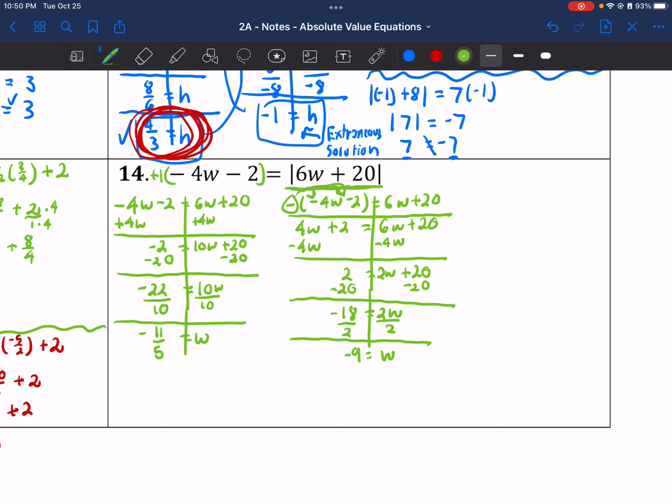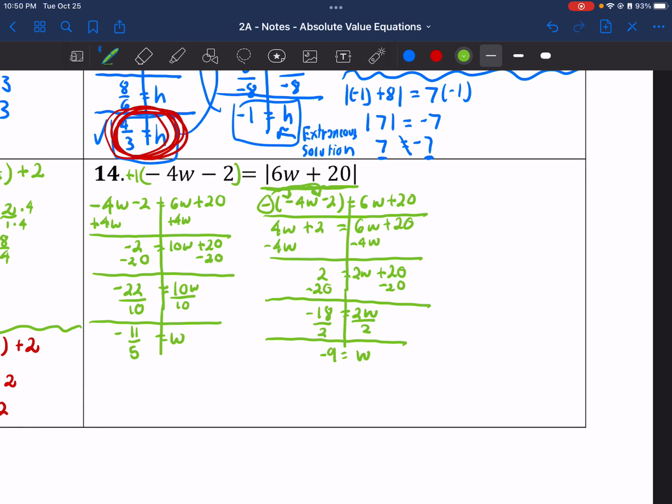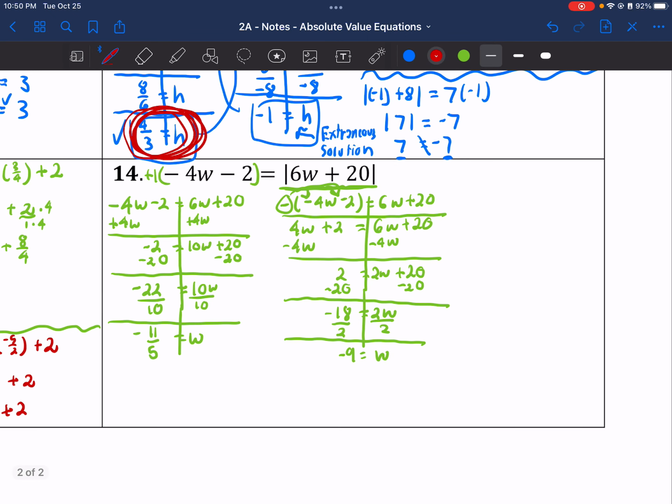Now we're going to plug these back into our original equation. We're going to start with w equals negative 11 over 5 first, and we're going to plug it back into our original equation. So we're going to plug negative 11 over 5 into w, so negative 4 times negative 11 over 5 minus 2 is equal to the absolute value of 6 times negative 11 over 5 plus 20.